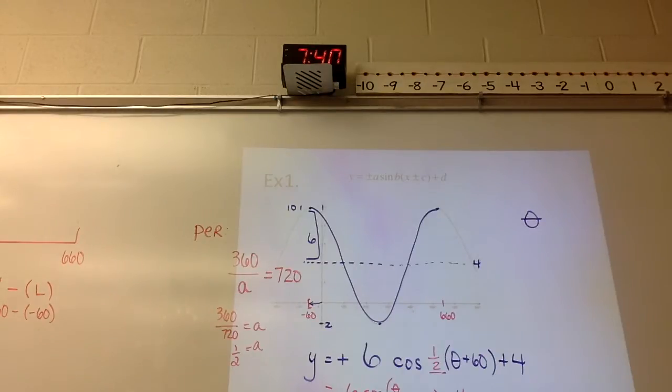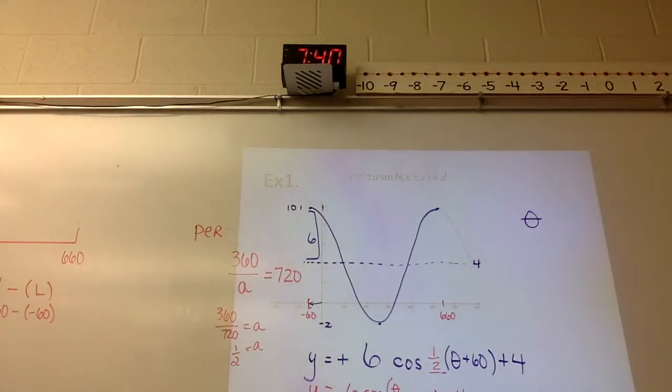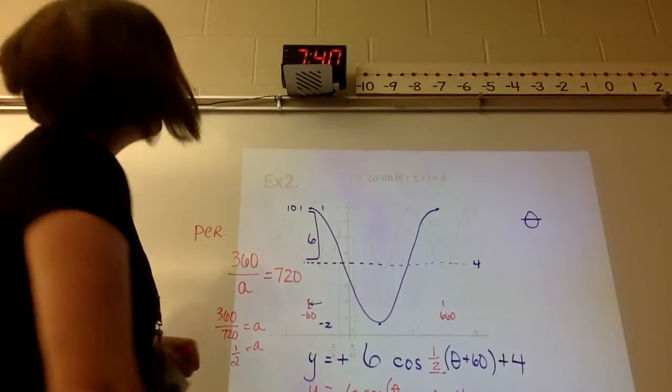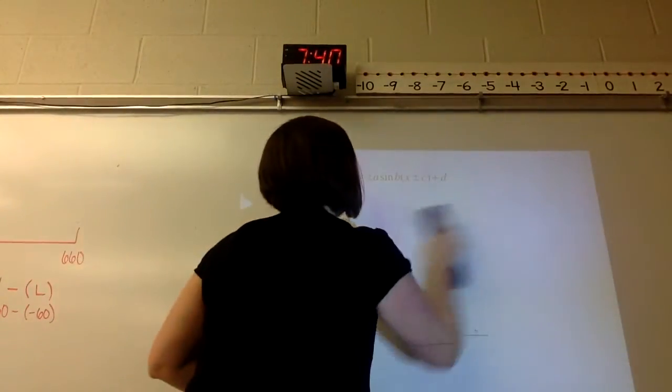Notice in my last step, I then rewrote by distributing the 1/2. Everything else stayed the same. All right, let's do one more. Example 2. And just for the fun of it, in example 2, let's pick sine this time.